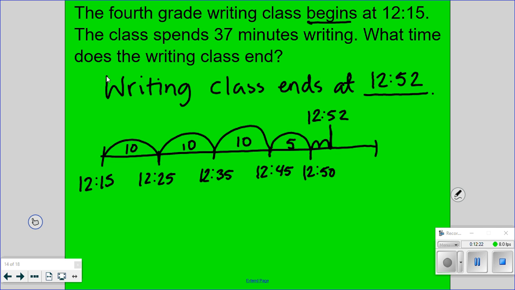This is the same strategy we did yesterday, but instead of following the clock around the number line, we just did a straight number line. Let's practice another one. Ready?